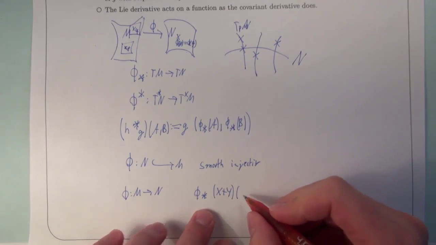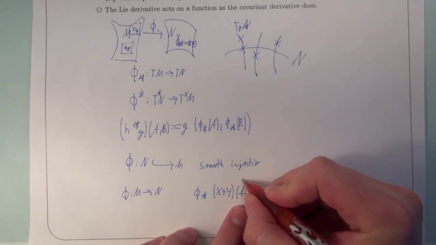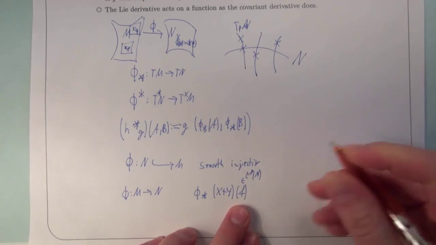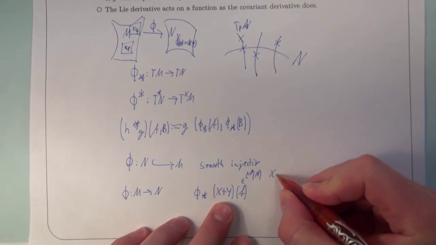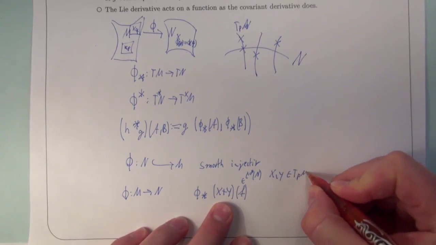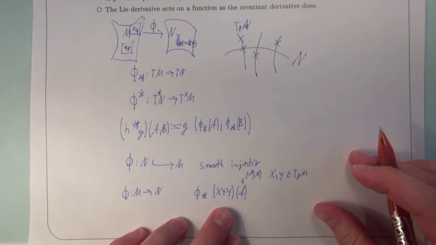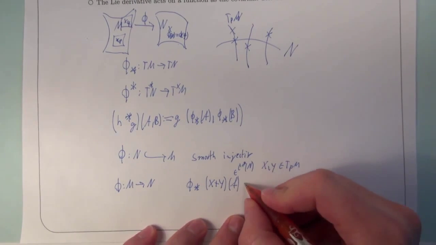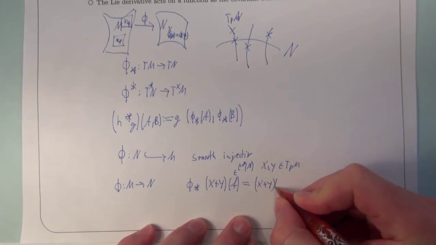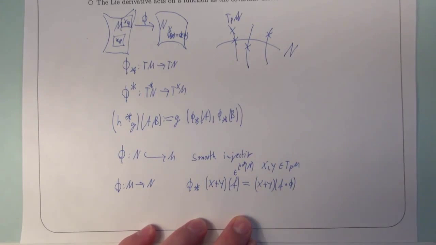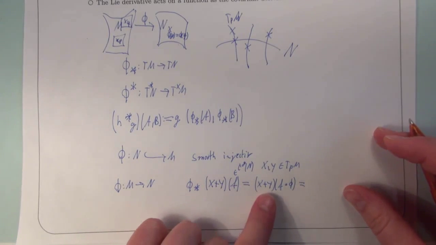After that, this lies in T phi(p) N, so we have to act on a function f, which is an element of C infinity N. For this construction, we need that x and y are elements of the same tangent space. Otherwise, this addition is not well defined. For that, we use the definition. It's (x plus y) of f after phi. But now this is, again, the addition on the TPM.